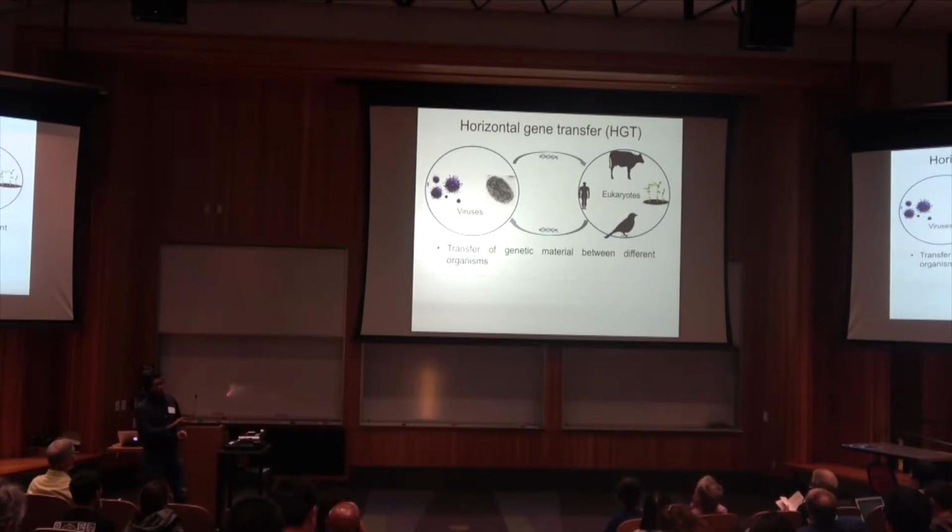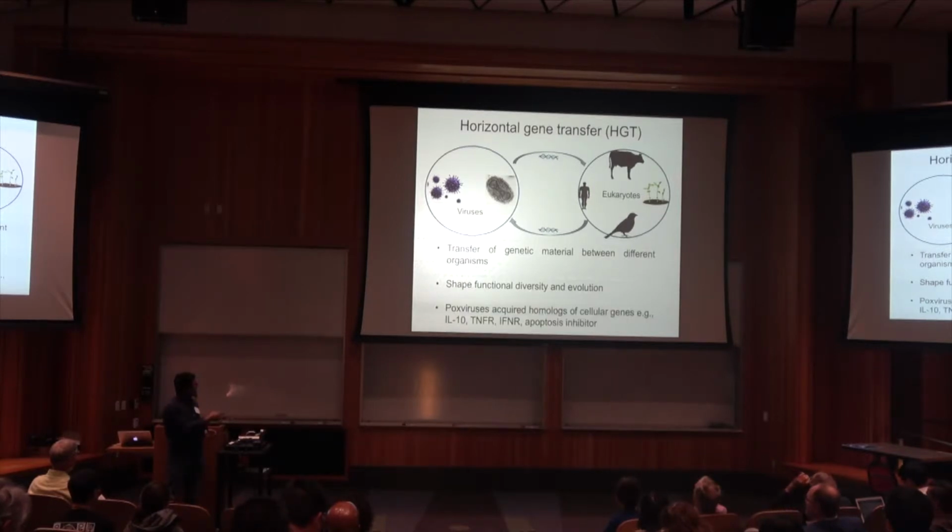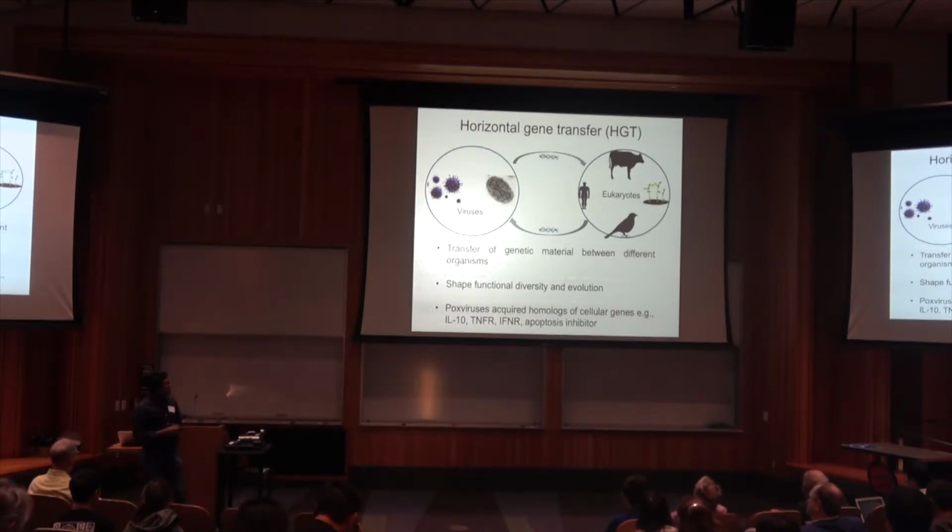In nature it is very widespread, and horizontal gene transfer can play a role in shaping functional diversity and evolution of viruses or organisms. And the predicted acquired genes of pox viruses include interleukin 10, TNF alpha receptor and apoptosis inhibitor, and some other genes also. And the functions of those genes range from cell cycle control to facilitating host immune evasion.